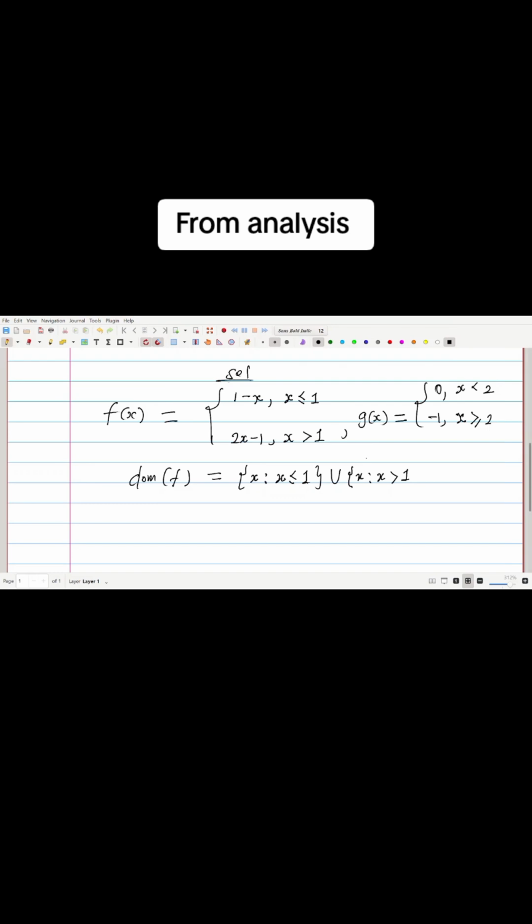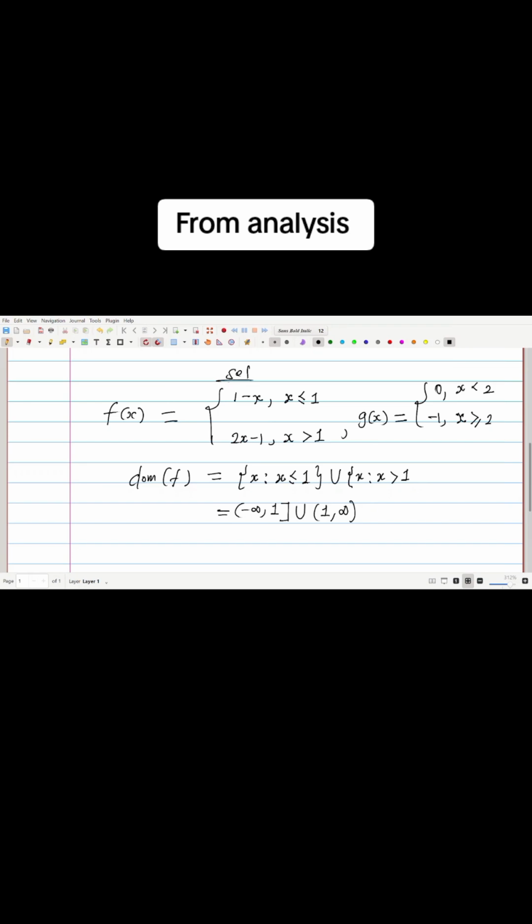Writing this in interval form, since x is less than or equal to 1, we can have it as minus infinity to 1 inclusively. All right, the union, the same thing happens here. Since x is bigger than 1, that means we have 1 exclusively to infinity. So this is the domain of the function in interval notation. All right, so we shall break up this domain such that the function f and the function g will have intersections for which the value will be defined.